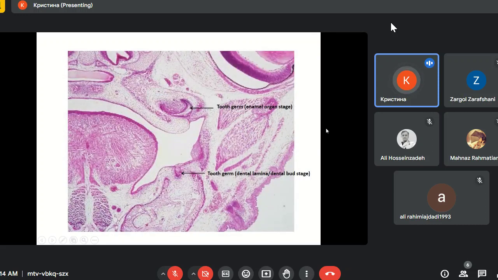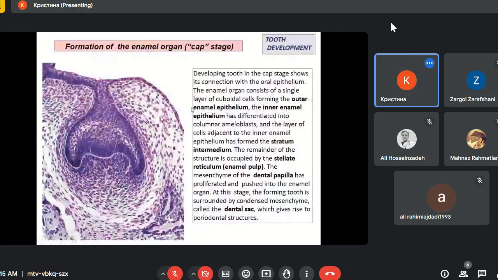Another example of such picture, here just opposite in the lower jaw we have the tooth germ at the stage of dental lamina or dental bud stage, and on the upper jaw we have the tooth germ in the stage of enamel organ. So after bud stage we will have the enamel organ, the cap stage.